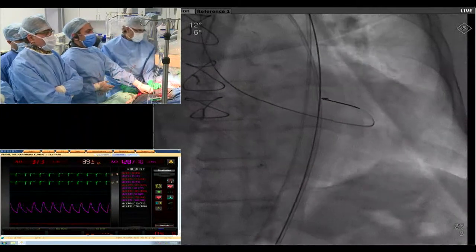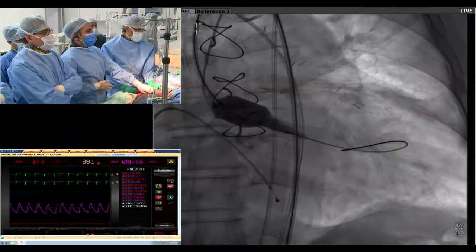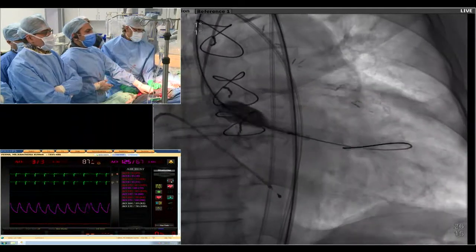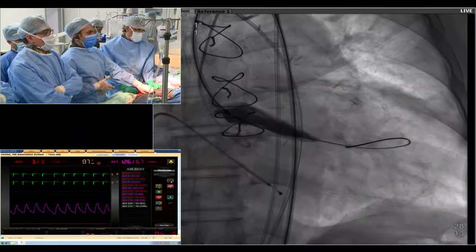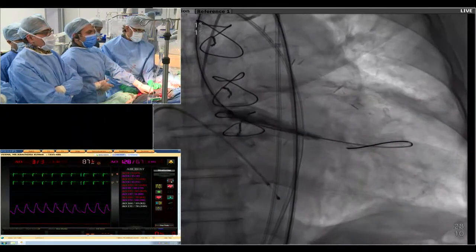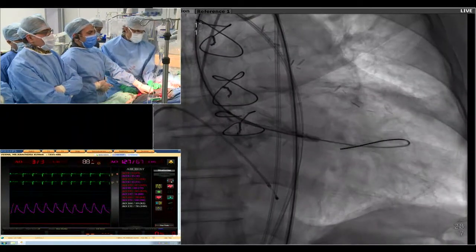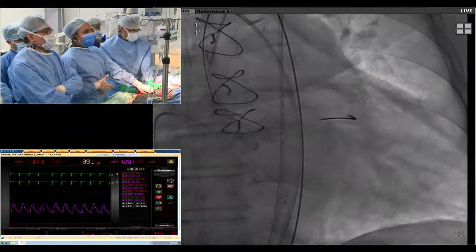This is a pre-dilatation Mammoth balloon, which is again from Merril Life Sciences. It is a truly non-compliant balloon. And we use a 20 millimeter balloon to pre-dilate.